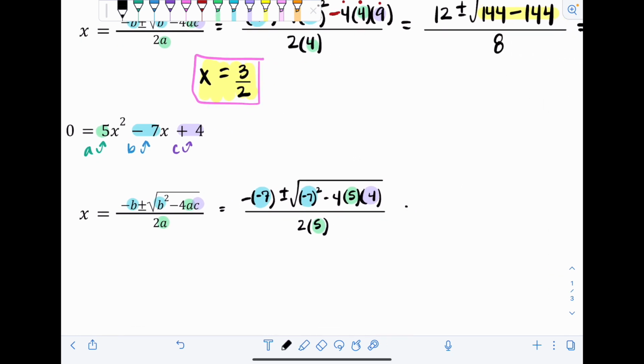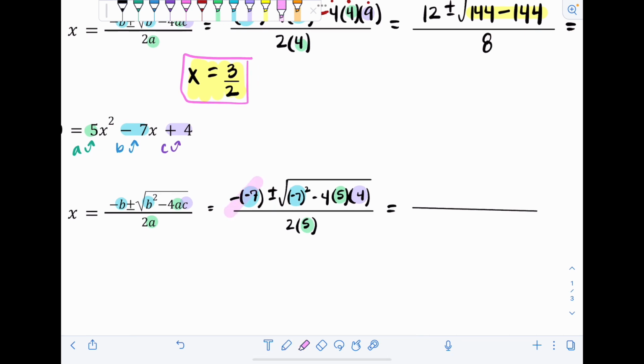And then we'll simplify the double negative and the radical first. So -7 turns to +7. And then plus or minus the square root of, this is -7 squared. So -7 times -7 would be a +49. And then I'm going to count my negatives. I just have this one negative, so my product will be negative. And then 4 times 5 is 20, times 4 is 80, over 2 times 5, so 2 times 5 would be 10 in the denominator.